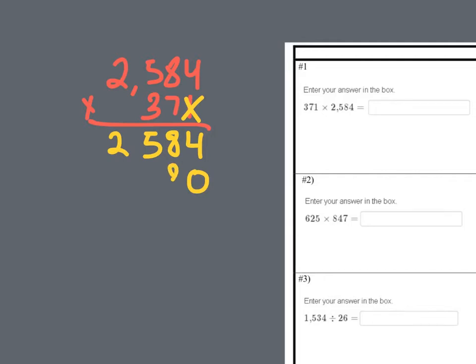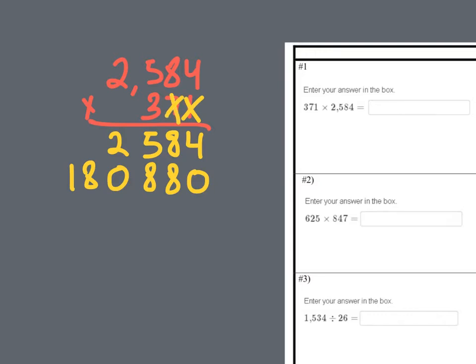7 times 4 is 28. Carry the 2. 7 times 8 is 56. Add 2 makes 58. Carry the 5. 7 times 5 is 35. Add 5 will make 40. Carry the 4. 7 times 2 is 14. Add 4 makes 18. Let's go and erase the numbers up top so it doesn't confuse us.